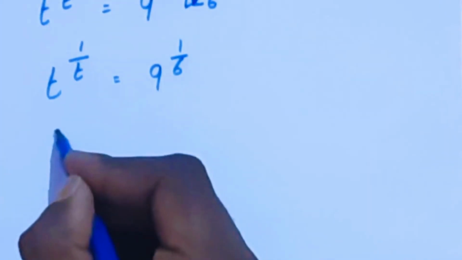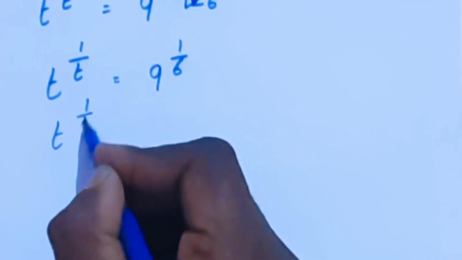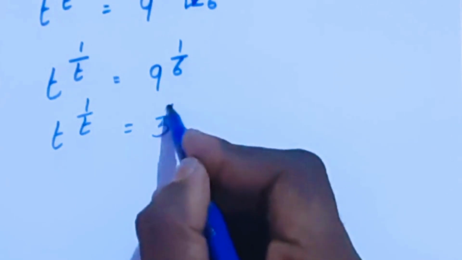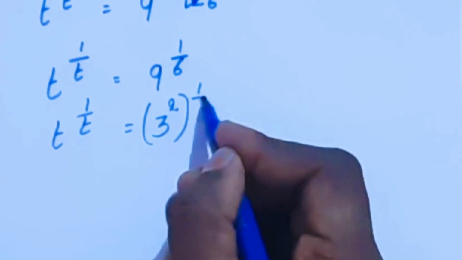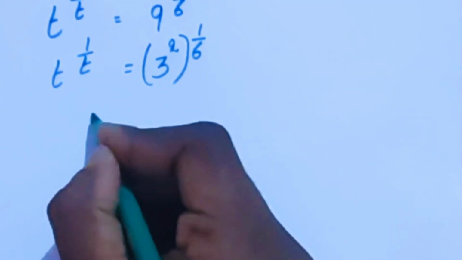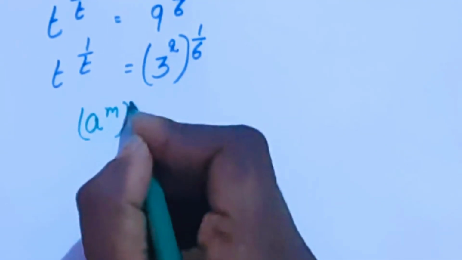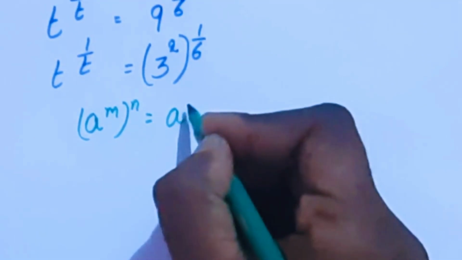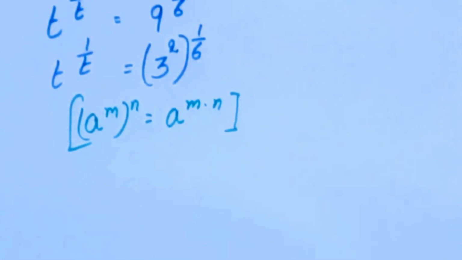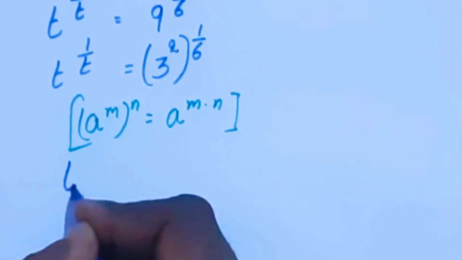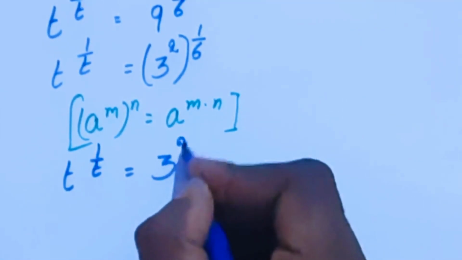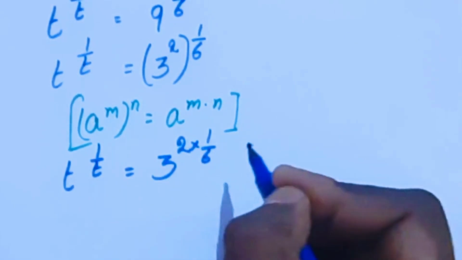Now again t power 1 by t equal to this 9 can be written as (3 to the power of 2) whole power 1 by 6. Now we are going to apply this exponent identity, that (a power m) whole power n equal to a power m times n. This we are going to apply here. So we'll get t power 1 by t equal to 3 power 2 times of 1 by 6.